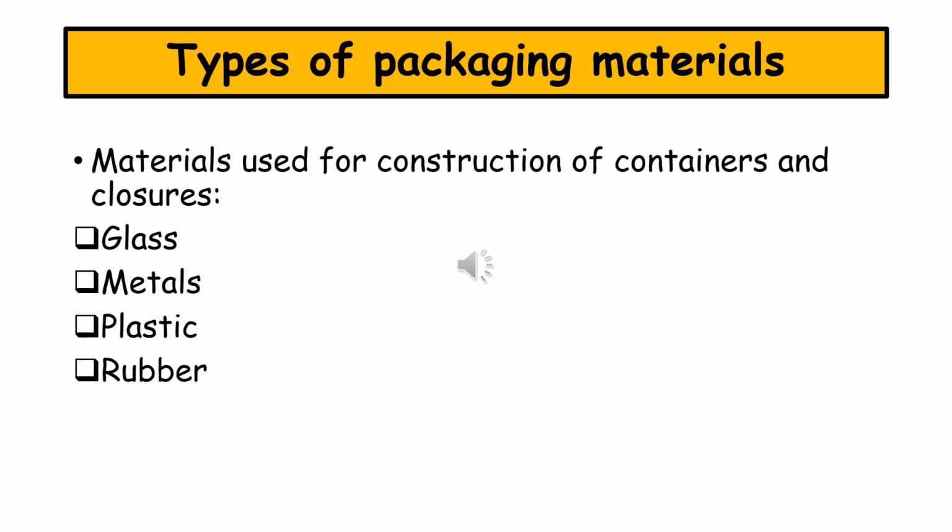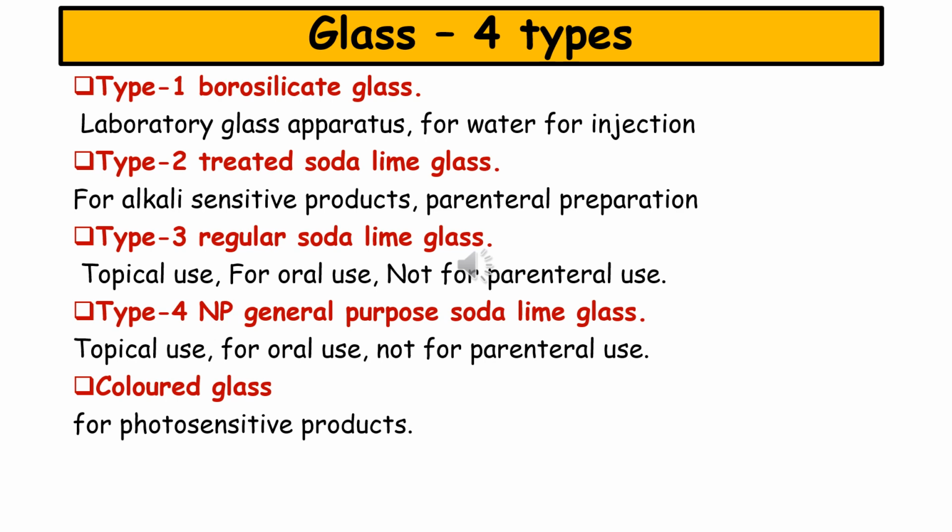Types of packaging materials. For the construction of primary package materials like containers and closures, the materials that are used are glass, metals, plastic, and rubber. Glass as a packaging material. Glass is generally composed of sand, soda ash, and limestone, and there are four types of glass.